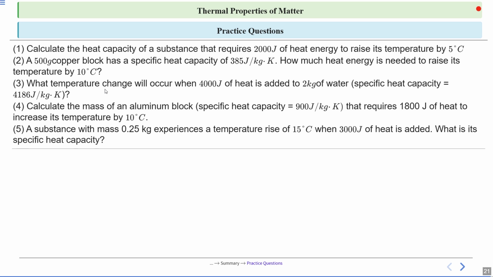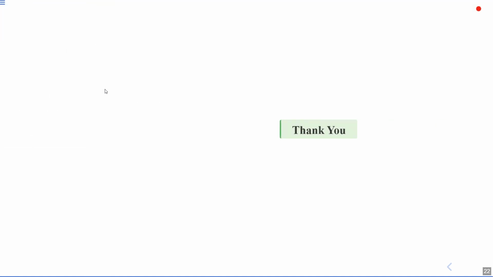Fifth, a substance with mass 0.25 kg experiences a temperature rise of 15 degrees Celsius when 3000 joule of heat is added. What is its specific heat capacity? So here you have to find out the specific heat capacity. All right, so these practice questions are all your homework. Clear? Thank you for your attention.